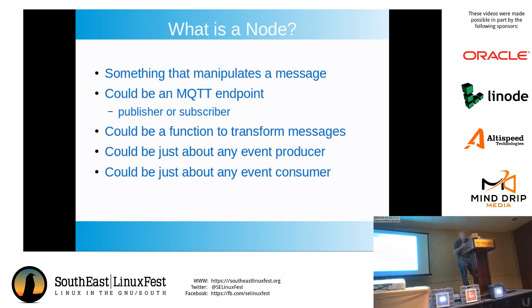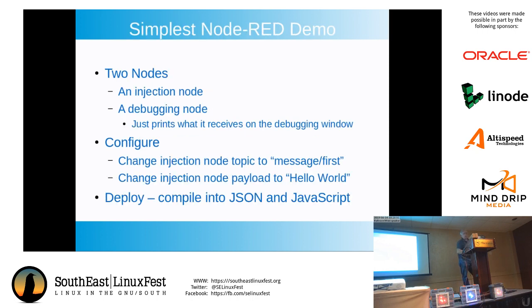A node in Node-RED basically is something that manipulates the message. So it may input the message, it may consume the message, it may transform it in some way. The simplest case is that you just have an injection node and a debugging node. I can't show you everything, but at least I can show you that. I'll even start from nothing.